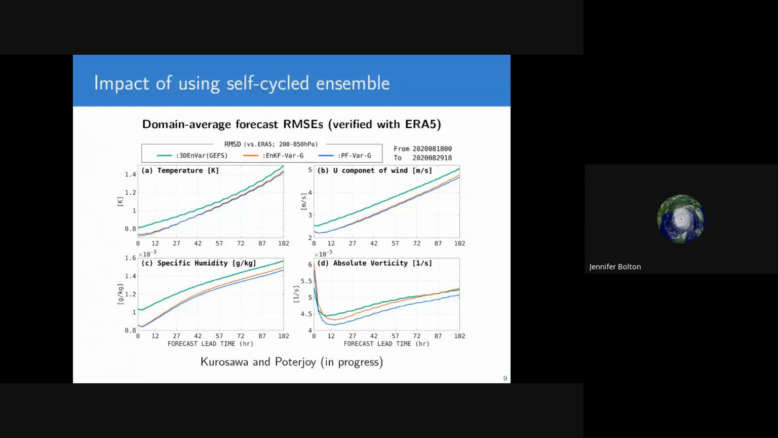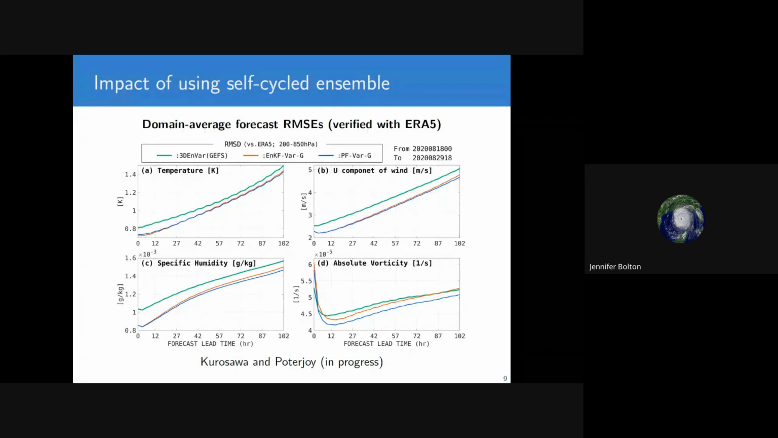Now, if I were to take the ensembles that were generated from our self-cycled ensemble system and plug them into a DA system that resembles what we have for HAFS and extend that DA system over the whole domain instead of just over the nests, you could do some comparisons of what we leave off the table also when we don't do self-cycled data simulation. And so the green line is showing forecast RMSEs for a bunch of variables, temperature, wind, specific humidity, absolute vorticity, averaged over our whole domain.